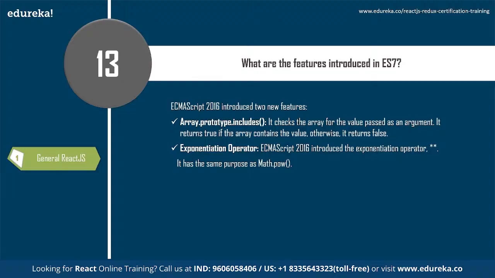Earlier, we needed to use the array.prototype.indexOf function to check if the given array contains an element or not. Talking about the exponentiation operator, ECMAScript 2016 or ES7 introduced the exponentiation operator, that is the double asterisk. It has the same purpose as the Math.pow function. It returns the first argument raised to the power of the second argument.